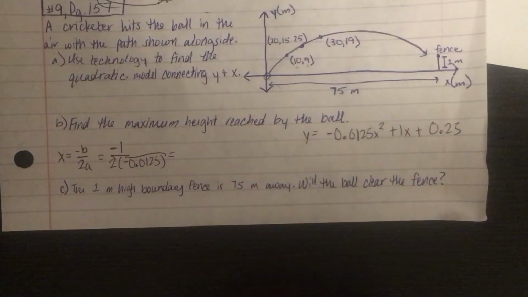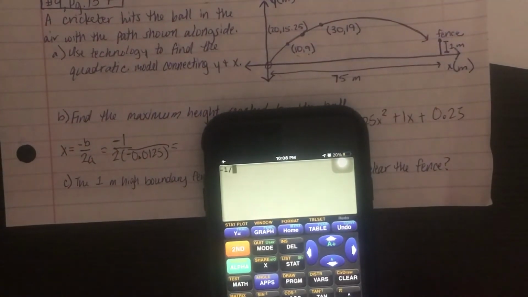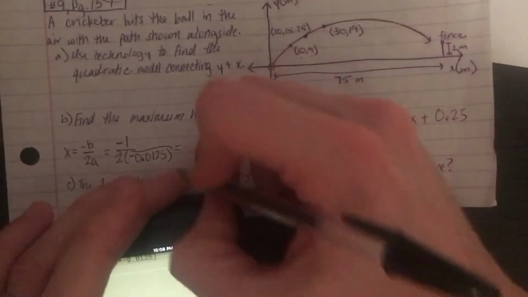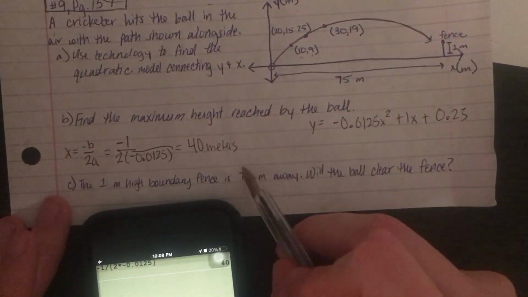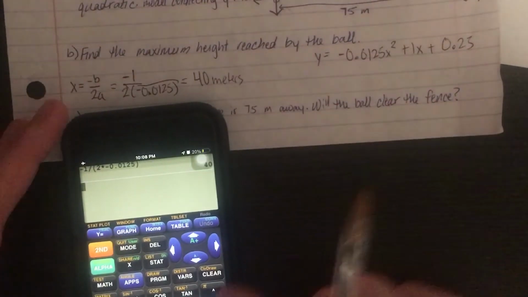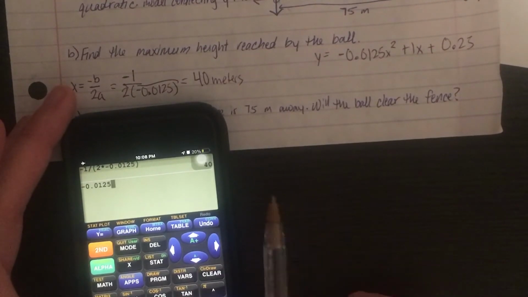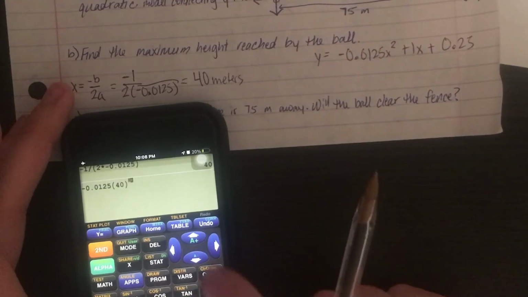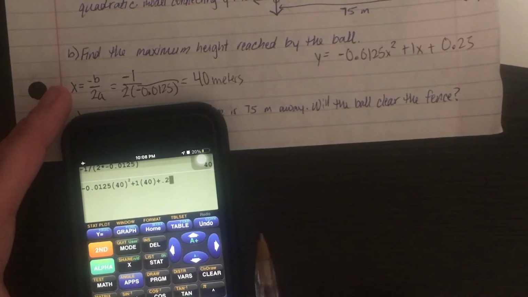I want to say maybe it's 40. I don't know, looking at that graph, it looks like it could be 40. We'll see. Negative 1 divided by 2 times negative 0.0125. It do be 40. So we've got 40 meters for the horizontal height, and then we need to substitute that in. So I'm just going to substitute that in, 0.0125 times 40 squared plus 1 times 40 plus 0.25.